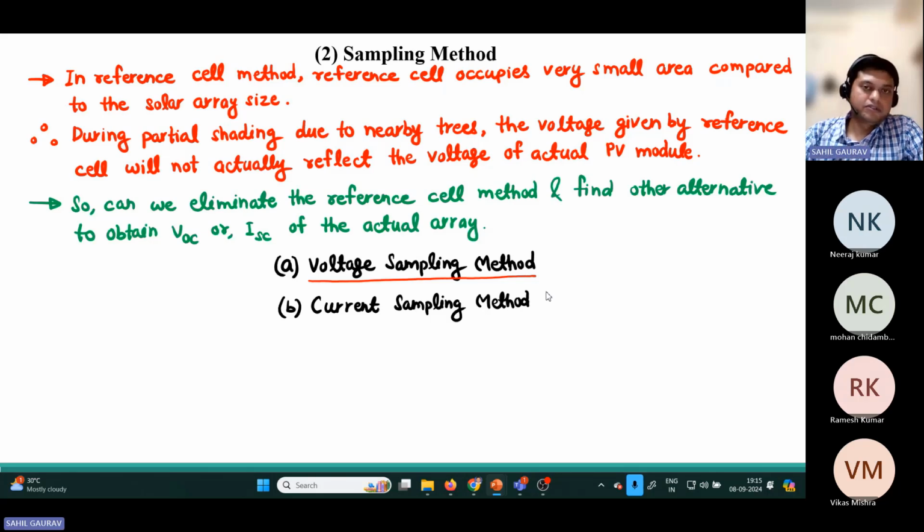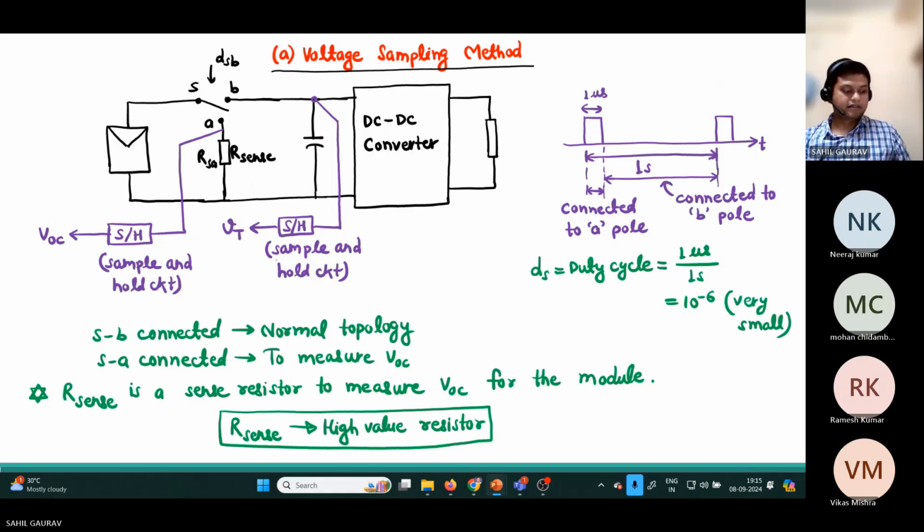So the second method we are going to see today is the sampling method, and in the sampling method we are also going to see the voltage sampling method and the current sampling method. So let us see the first one, the voltage sampling method. In the voltage sampling method, we use one switch in series with the PV module to the DC-DC converter, and we connect a sense resistor such that we can measure the open circuit voltage of the module.